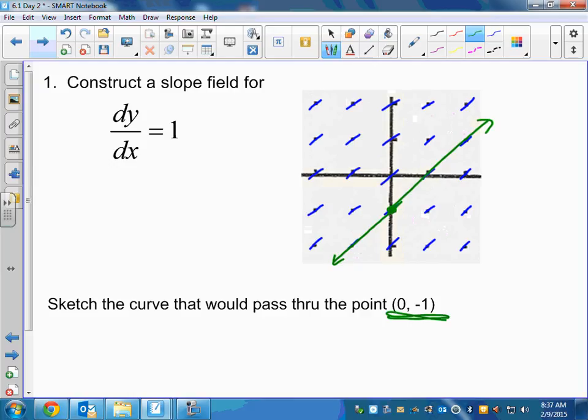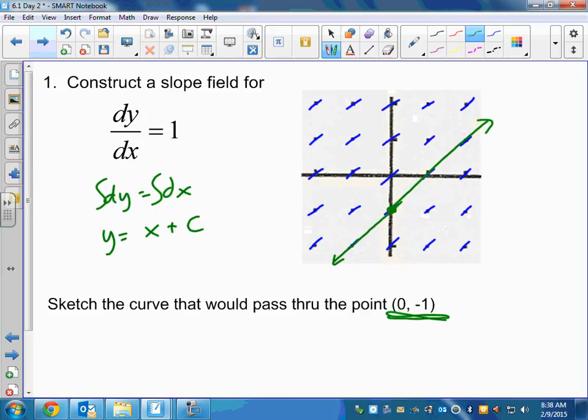And just to show you, what we're doing is exactly what we did before. If you wanted to think about solving this, if you integrated both sides, you would get y equals x plus c. And then if you plugged that point in there, you would get that c equals -1, and you would get this equation for that line.